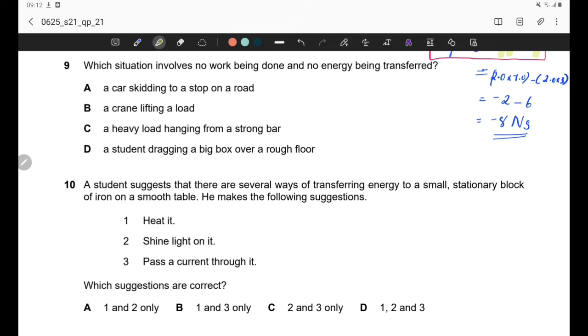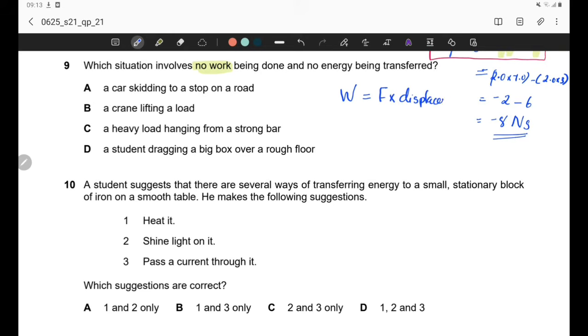Question 9. Which situation involves no work being done and no energy being transferred? So we have to check in which situation given in the options work has not been done, no work done. So before going to the options, let's check what is the condition for a work being done. So the equation of work done is force into displacement or distance moved by the object.